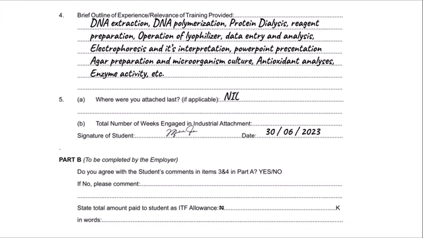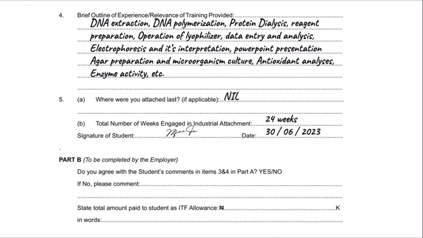Then, where were you attached last? If you started your SIWES at Plenty Laboratories, for example, or any other place, and let's say that company closed down for some reason, you can actually continue your SIWES in another place. And when you continue your SIWES in another place, that place has to be filled in this part of the form where they say, where were you attached last? You have to fill it there.